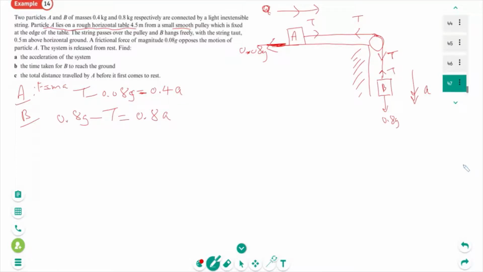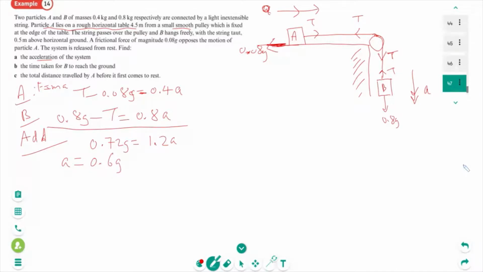If you add the equations, you can cancel the T. So to find the acceleration, you add the equations to cancel out the T's. When you add them together, 0.8 g minus 0.08 g is 0.72 g, equals 1.2 A. Divide both sides by 1.2, and you get A equal to 0.6 g. So that's the acceleration in terms of g.